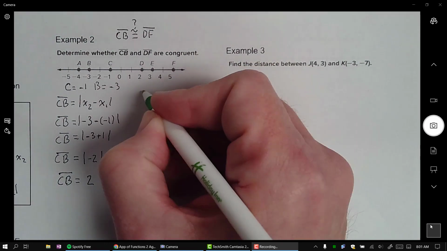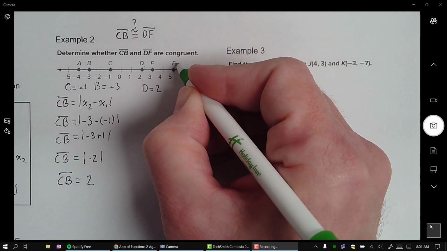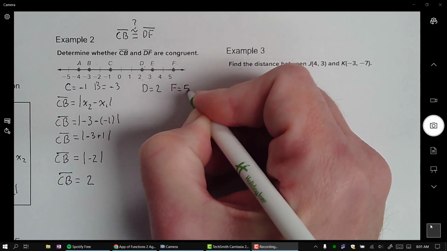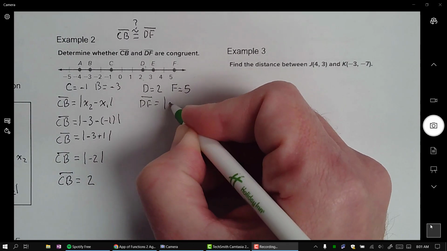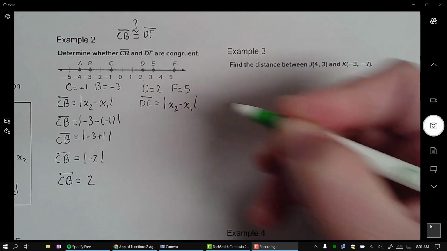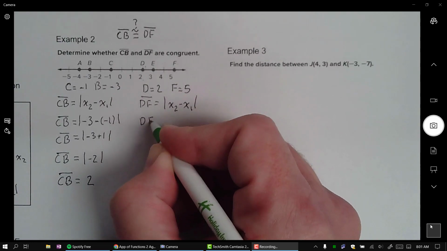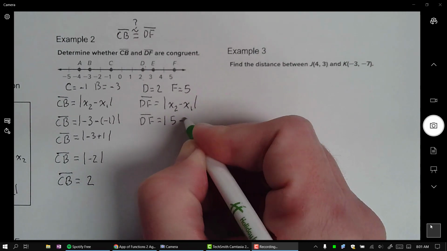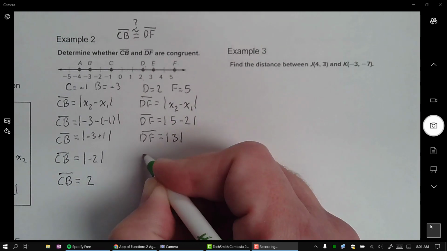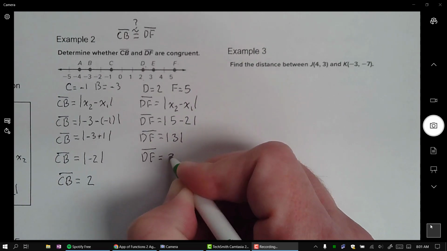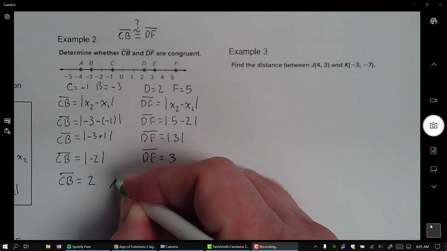Now let's see what DF gives us. So D is at 2. F is at 5. So the length DF, to find the distance, I'm going to do the absolute value of x2 minus x1. Plug in my numbers. This is going to be my x1. This is going to be my x2. 5 minus 2. 5 minus 2 is 3. And 3 is 3 spaces away from 0. So the length of DF is 3. Well, 2 is not equal to 3, so not congruent.